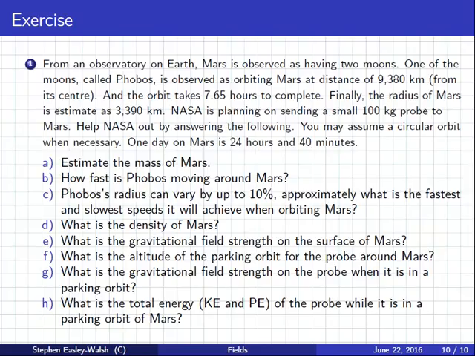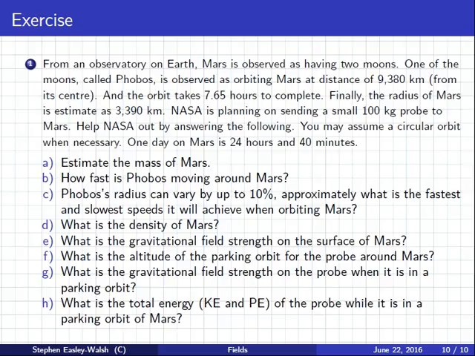Just to put this into perspective, this would be like a section B question. From an observatory on Earth, Mars is observed as having two moons. One of the moons, called Phobos, is observed as orbiting Mars at a distance of 9,000 kilometers, and its orbit takes about 7.5 hours to complete. Finally, the radius of Mars is also estimated to be about 3,000 kilometers.